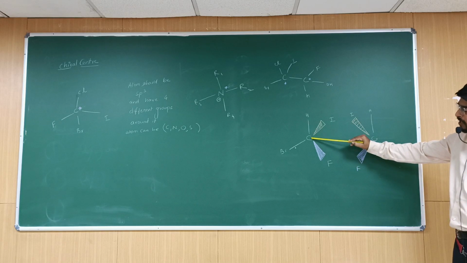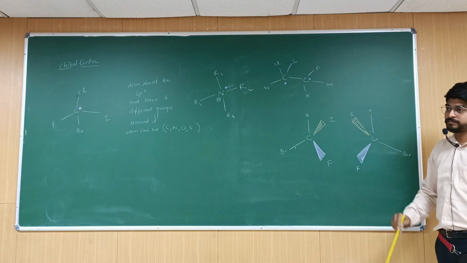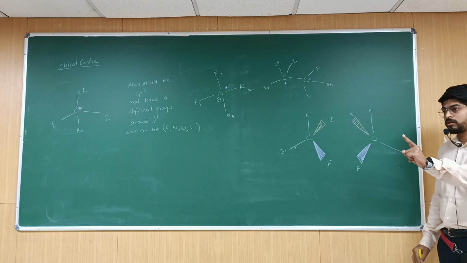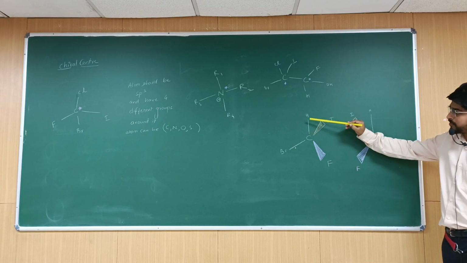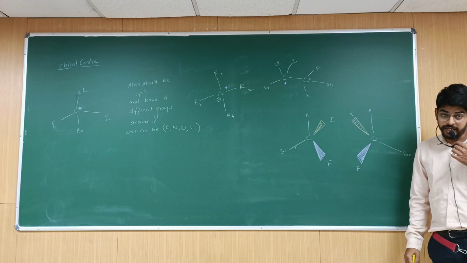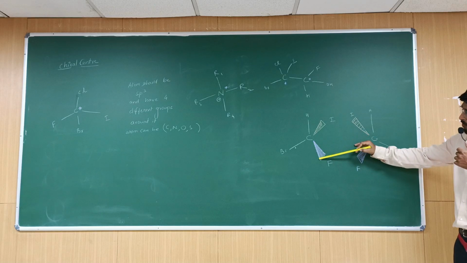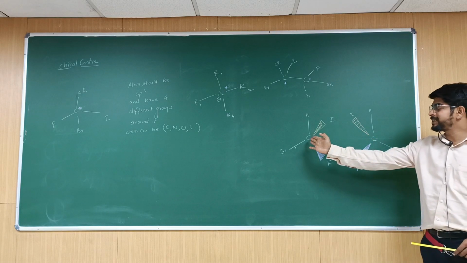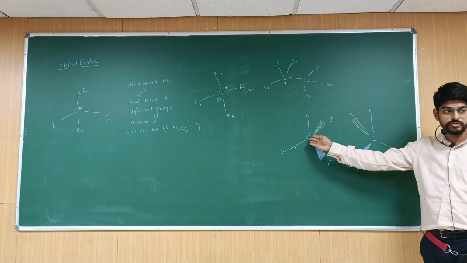So this carbon atom is on the board. Whatever I am representing by a simple line is also on the board. So this carbon atom, this hydrogen atom and the bromine atom are on the board. Then whatever I am representing by a solid wedge is out of the plane of the board, which means it is like this. That is what a solid wedge is.